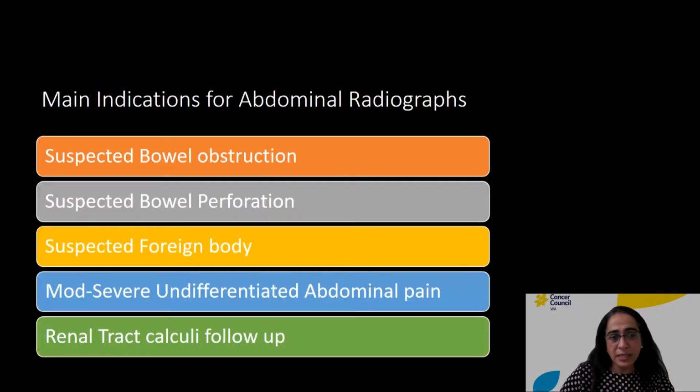The main indications for abdominal radiographs include where we're looking for bowel obstruction, bowel perforation, where we're looking for foreign body, or in patients who have moderately severe undifferentiated abdominal pain. We can also use plain radiographs to follow up renal tract calculi, which have been detected on CT renal colic and are visible on plain radiographs.